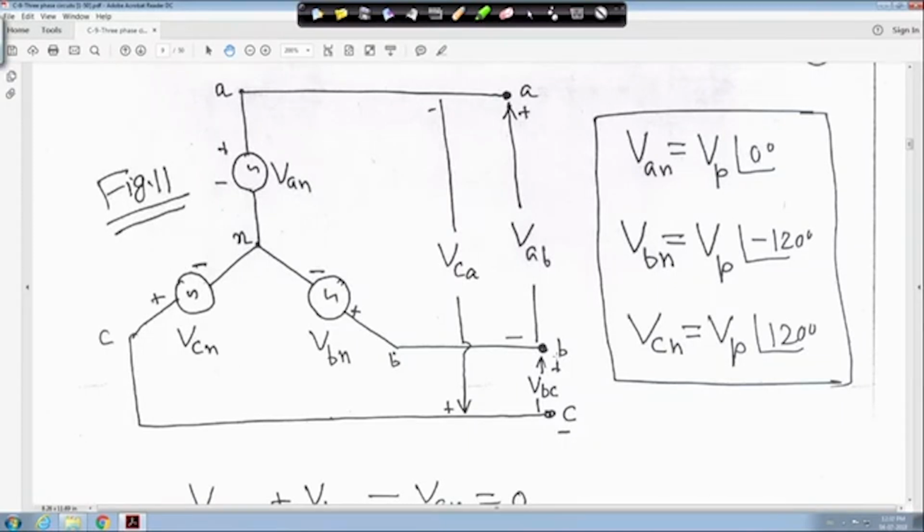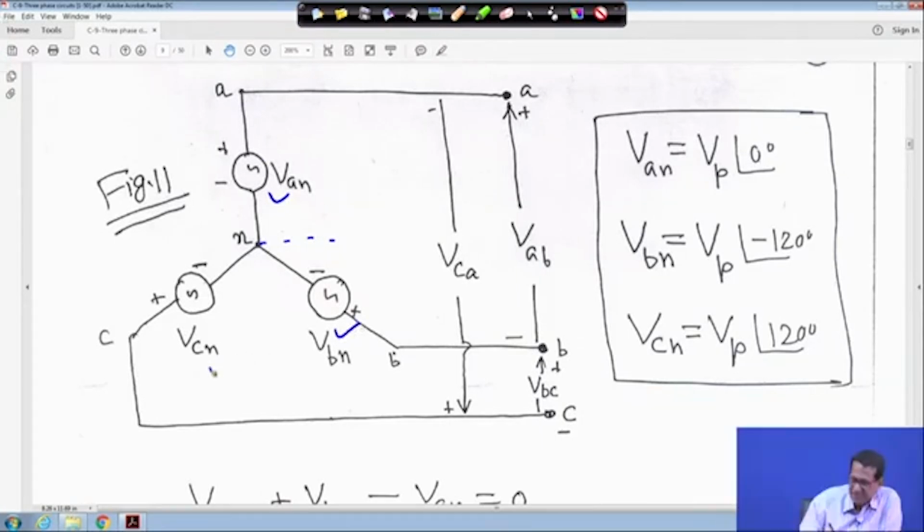So VAN is equal to VP angle 0 degree, it is balanced. VBN is equal to VP angle minus 120 degree, ABC sequence, and VCN is equal to VP angle 120 degree, right. And this is your AN, that means this voltage. Suppose if we make it like this, this is my VAN, this is my VBN, and VCN.